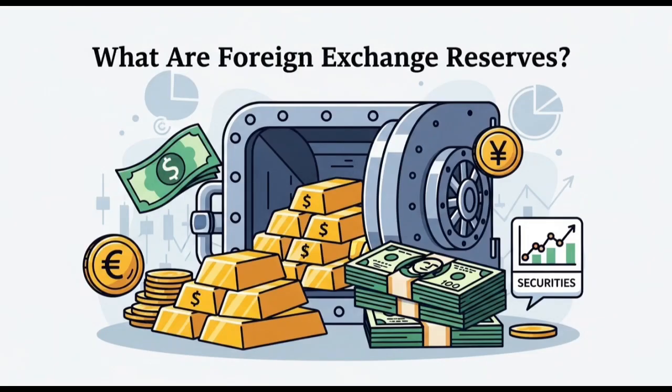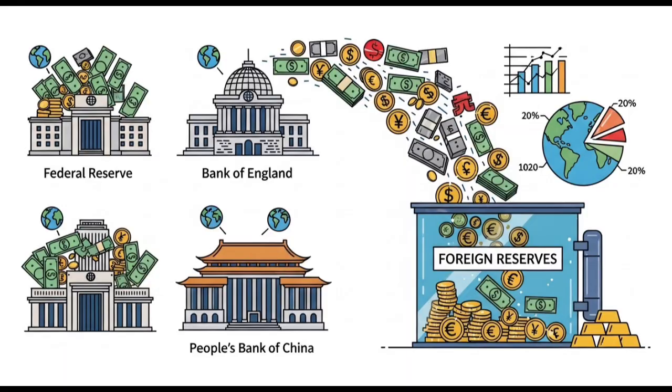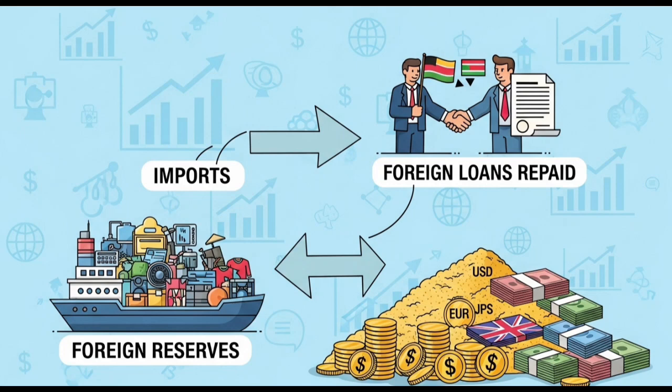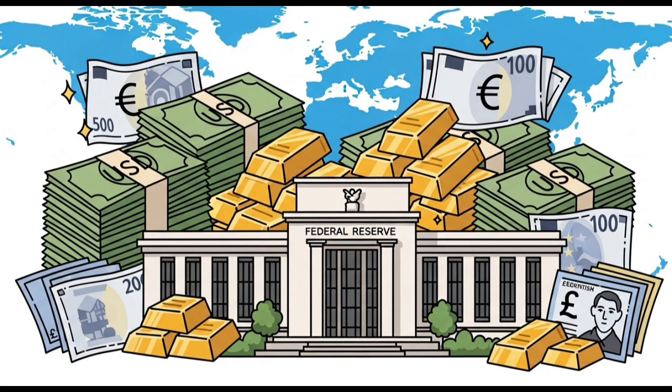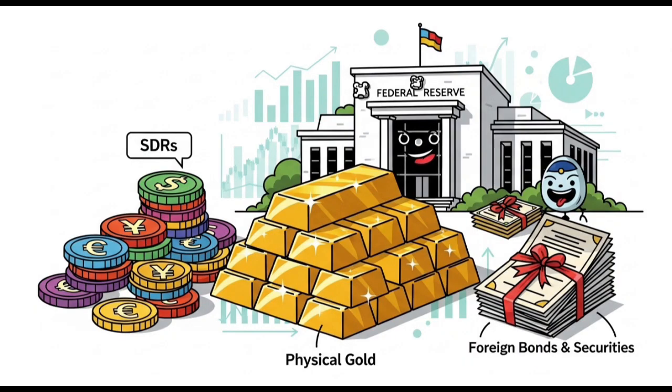What are foreign exchange reserves? Foreign reserves are foreign currencies and assets that a country's central bank keeps. These reserves are used to pay for imports, repay foreign loans, control the exchange rate, and handle economic emergencies. Foreign reserves include foreign currencies, USD, Euro, and Pound, physical gold, SDRs, and foreign bonds and securities.